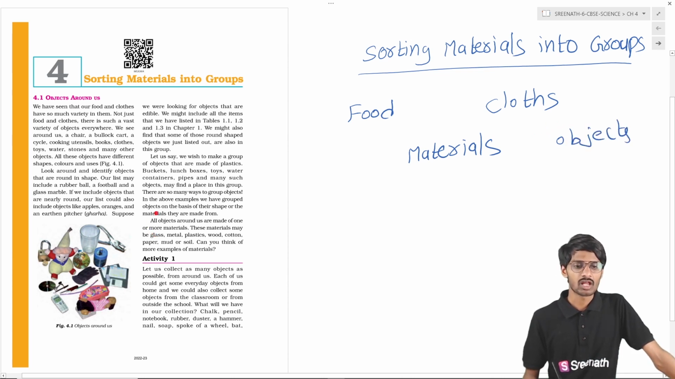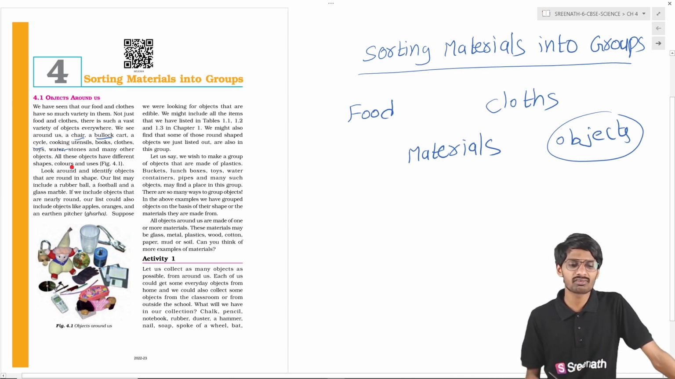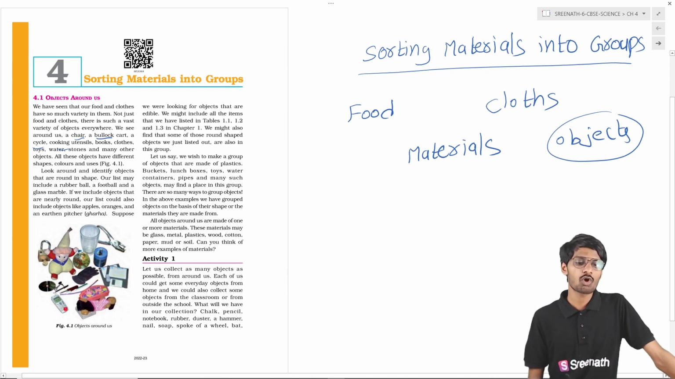Okay students, there is a vast variety of objects around us. Suppose chair, bullock cart, cycle, cooking utensils, all the different objects. There are some objects in this picture also. This is a toy, this is a tumbler, and this is a paper, like that. This is also a toy, this is the cell phone. This is the CD, this is the locket. So different types of objects and different types of materials are there in our surroundings.